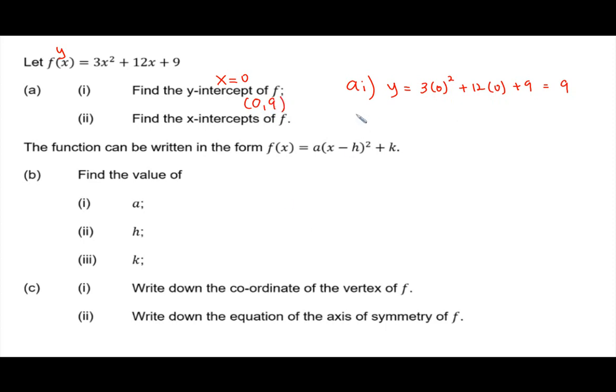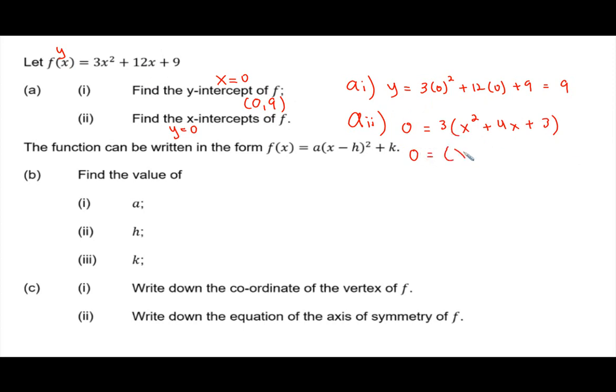Okay, A2, find the x-intercept. When you want to find the x-intercept, remember that's when we're going to make the y equal to 0. Right, so you set the y equal to 0. So if you make the y 0, you're going to get 0 is equal to, so we need to solve this quadratic. So I'm going to take out the GCF first. So I'm going to take out the 3. I get x squared plus 4x plus 3. So I divide by 3 on both sides. So this will still be 0. So this 3 will go away.